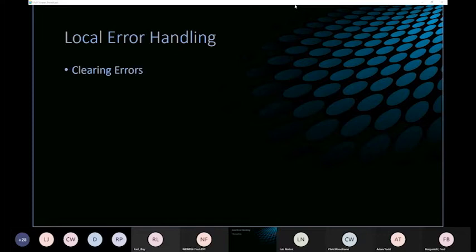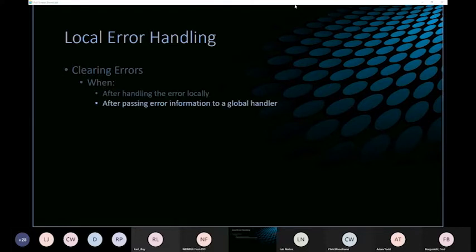And there's a few ways we can clear errors that we'll talk about here as well. So when should we clear it? Like I mentioned, after we handle it. So we took care of the error, so we need to clear the error cluster. Some methods we can use: after we pass the error information to a global handler, if it was more of a critical error, we pass it up to a global error handler, and then we clear it locally.